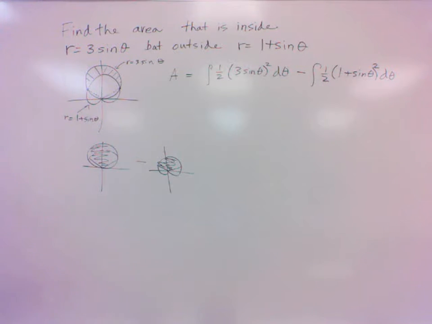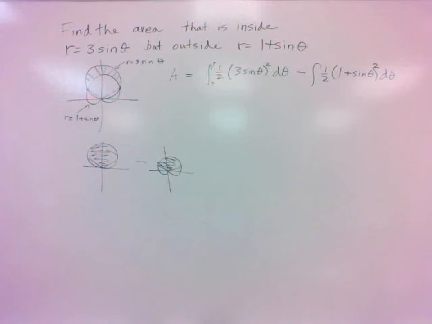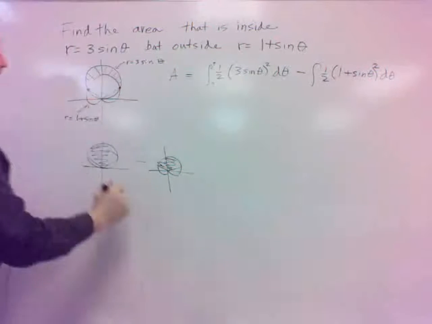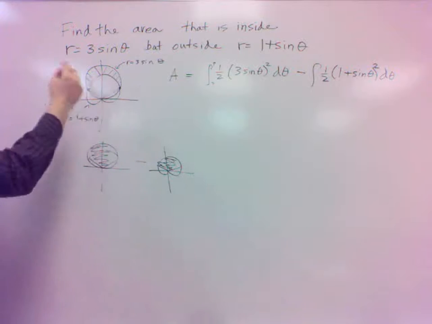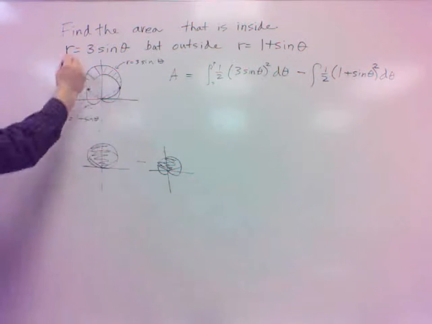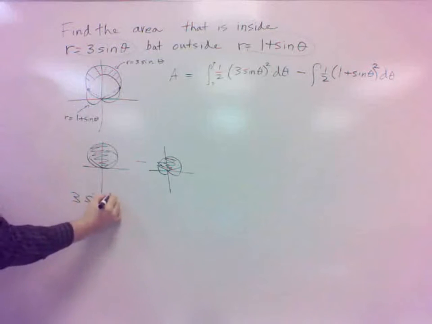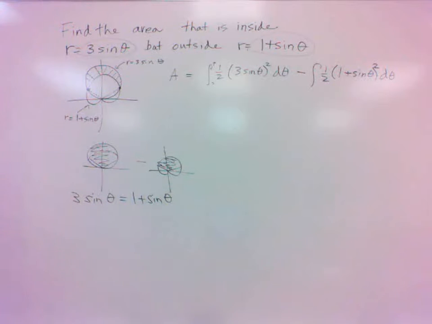Okay? Now, the only other thing is, what about the limits of my integration? Well, that's where I need to know these points, right? And what is true about those 2 points? Well, it's where the two graphs intersect. And so the two graphs intersect where they're equal, right? So I need to set 3 sine theta equal to 1 plus sine theta and find those points of intersection. And that'll be my limits of integration.